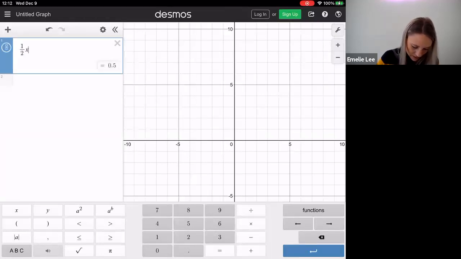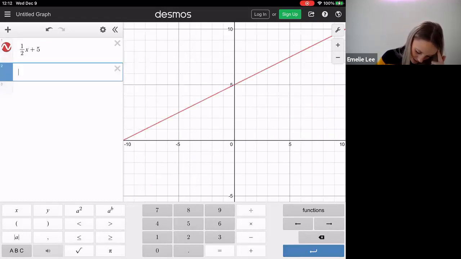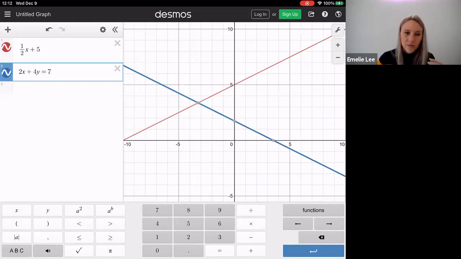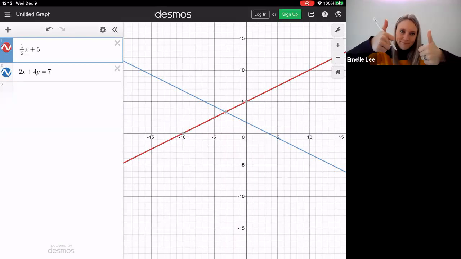1/2 x plus 5, and I feel like it was 2x plus 4y is equal to 7, something like that. If I did that right, or if I remembered it correctly, they are neither perpendicular nor parallel, which is exactly what we found. Cool.